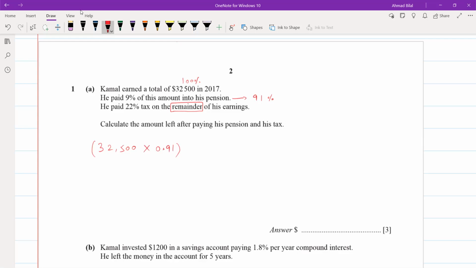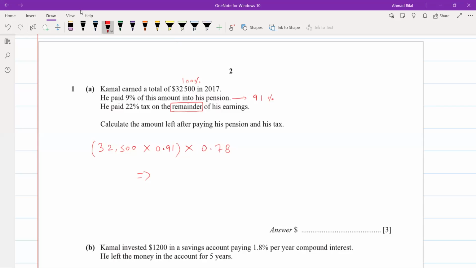Okay, on this remaining amount, what did he do then? He paid 22% tax. So whatever was the total amount here, you reduce it further by 22%. What did we say? We reduce it this way: we multiply this by 0.78, right? We have to decrease by 22%, so 100% minus 22% gives you 78%. So now you will multiply it with 0.78, and that will give you the result. This will give you the final amount left after doing both of these things.